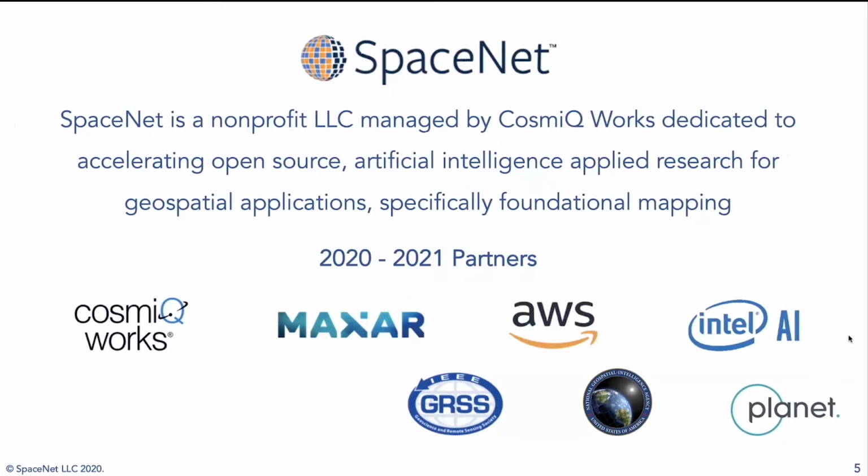So what data are we going to use to try and tackle this problem algorithmically? SpaceNet is something that has existed for a few years now. It's a nonprofit LLC managed by CosmiQ Works, dedicated to accelerating open source AI for geospatial applications. And we've focused on foundational mapping to date, mostly buildings and roads. There are 9 partners that are part of this, so this is definitely a team effort, something that would not exist without all these partners. And we're excited that we keep adding more over the years.